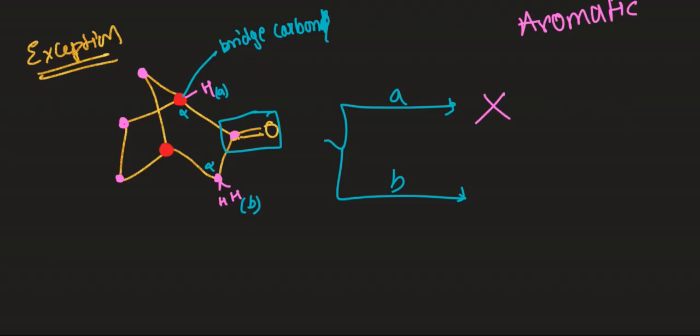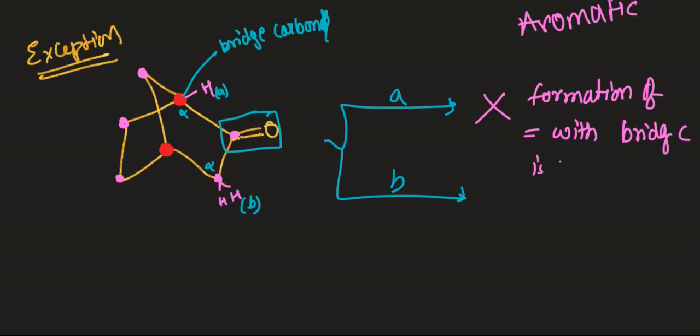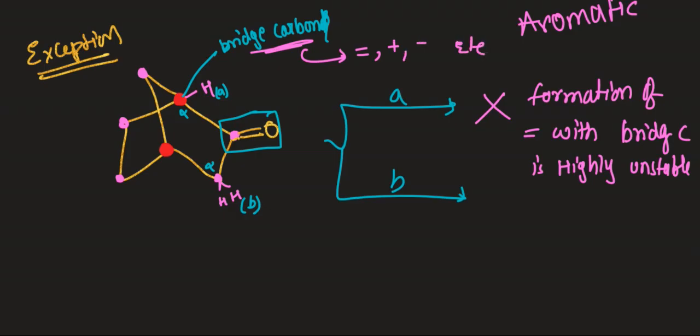Why can we not use it? Because formation of a double bond with the bridge carbon is highly unstable. That means at the bridge carbon, you cannot keep any double bond, you cannot keep a cation, you cannot keep an anion, etc. You cannot do anything with the bridge carbon. Even hydrogens present at bridge carbons are non-reactive, they are never involved in chemical reactions.